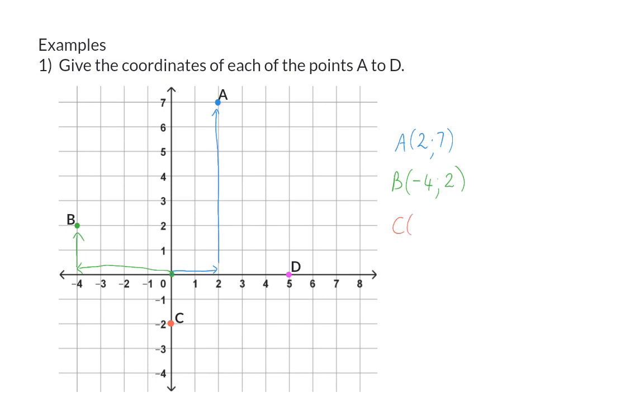For point C, we do not move left or right on the horizontal axis, so that is a movement of 0. Then we move 2 units down, and that is -2. And lastly, we have point D, and for this one we move 5 units to the right on the x-axis, and we do not move up or down, so the vertical movement is 0.